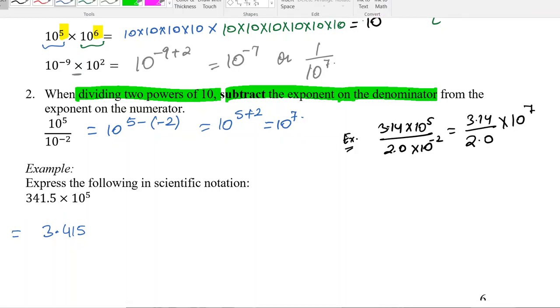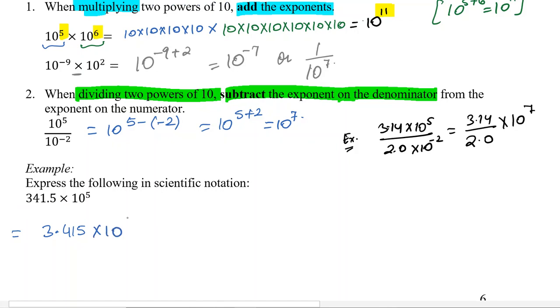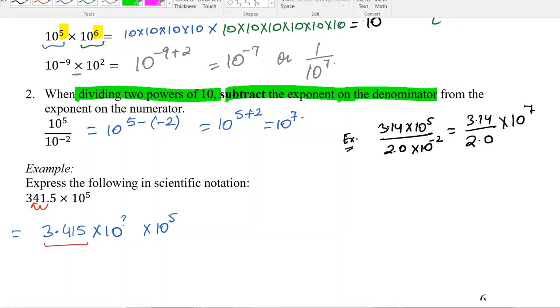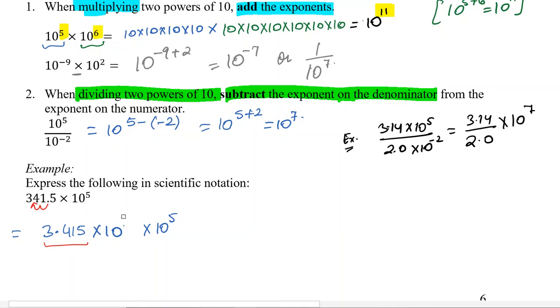Okay, so now we need to also write 10 raised to power some number, and 10 raised to power 5 we already have here. So what should be the power here? If you notice, we move the decimal 2 places to the left, right? So now this number is smaller, so it means the power should be positive. So when you move 2 places to the left, you use the positive power. So this should be 10 raised to power 2.